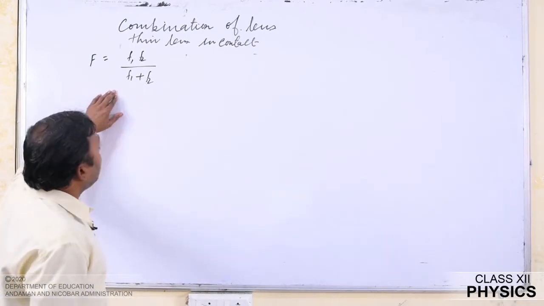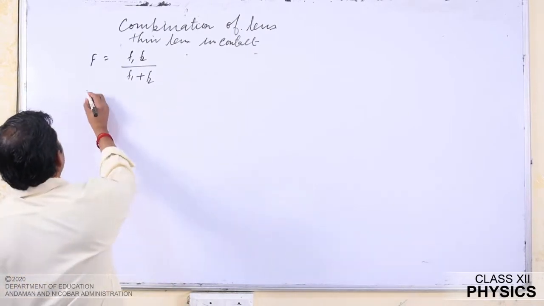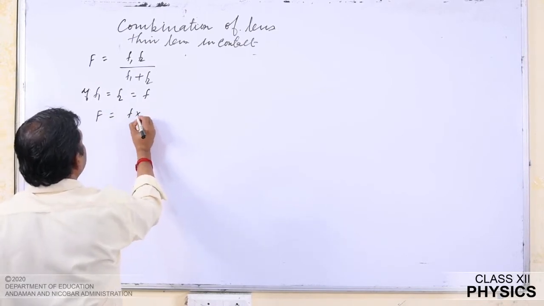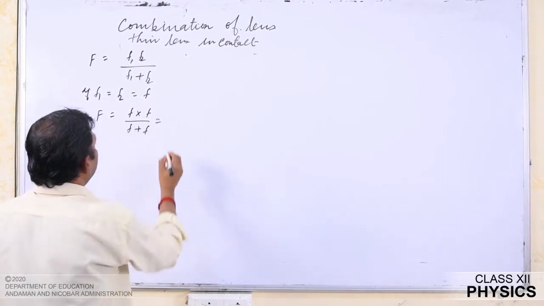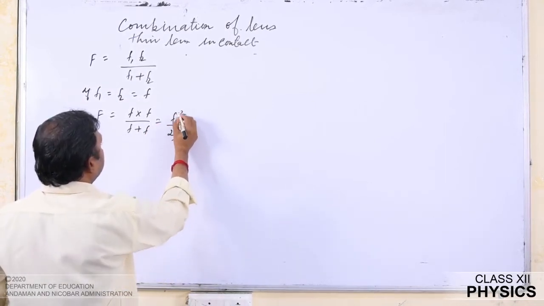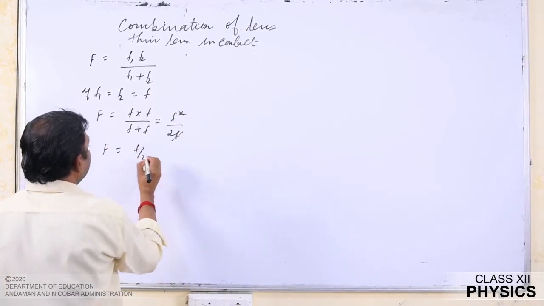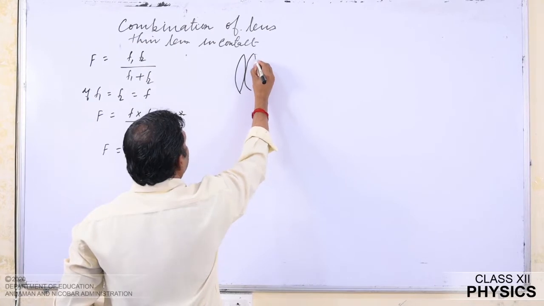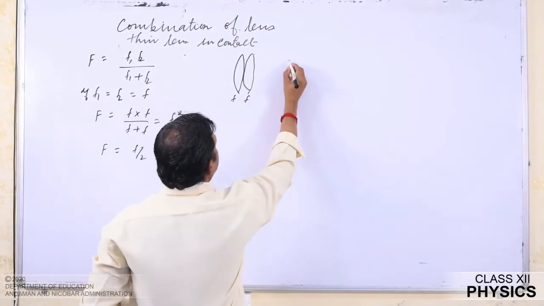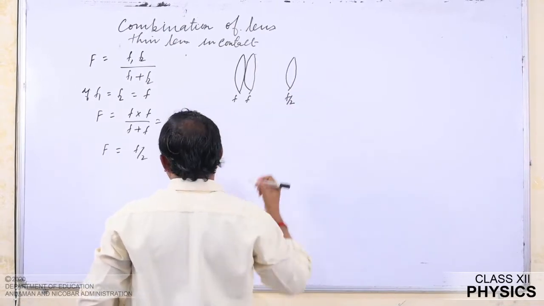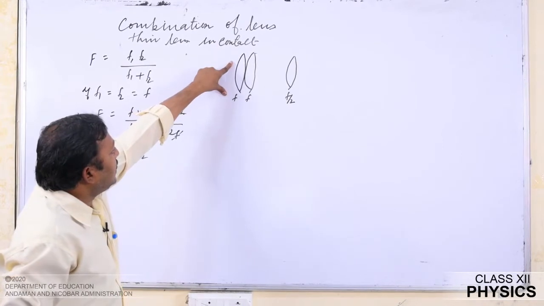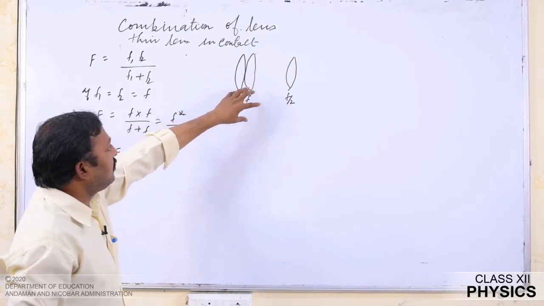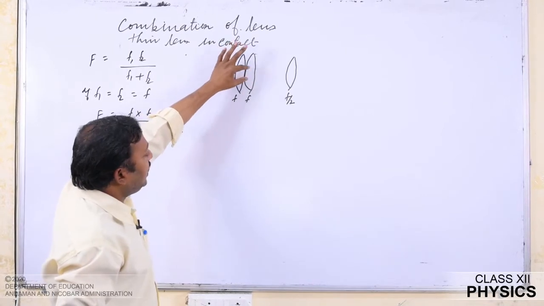If the focal lengths of the individual lenses are the same, then the formula becomes, if F1 is equal to F2 is equal to F, then F will be equal to F multiplied by F divided by F plus F, which is equal to F square divided by 2F, or the F's get cancelled out, then the net focal length comes out to be F by 2. If two convex lenses are combined together such that the focal lengths of individual lenses are F, then the resultant focal length obtained here is F by 2. That is, if we consider two lenses having focal lengths of F and F, the resultant focal length obtained when we combine these two lenses will be half of the focal length of any one of the individual lenses.